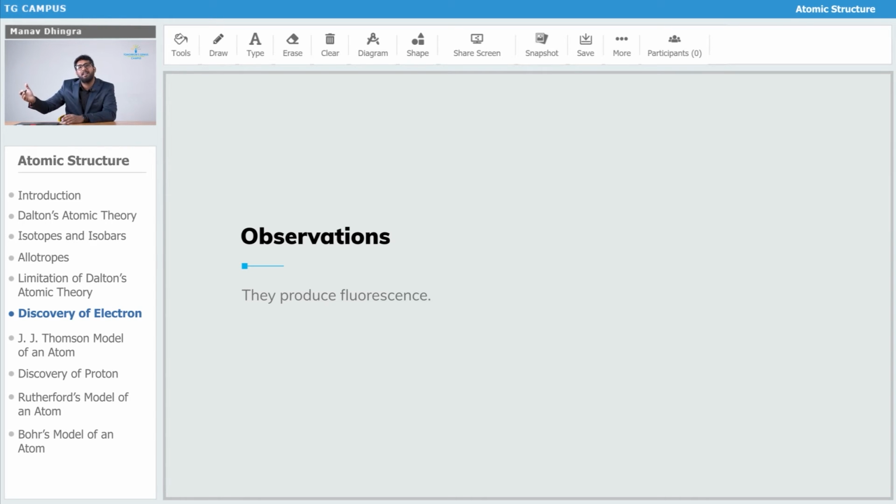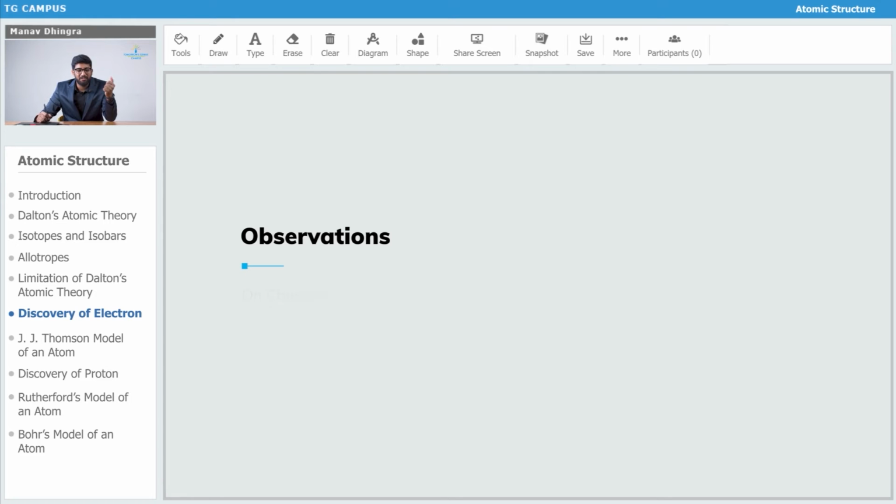Because on the screen, if you remember, there is zinc sulfide material, or the screen is of zinc sulfide. Whenever the electrons were colliding with the zinc sulfide screen, they were producing fluorescence. The next observation was they were producing X-rays. I guess all of you are familiar with X-rays, that doctors use to find a fracture in the bone.